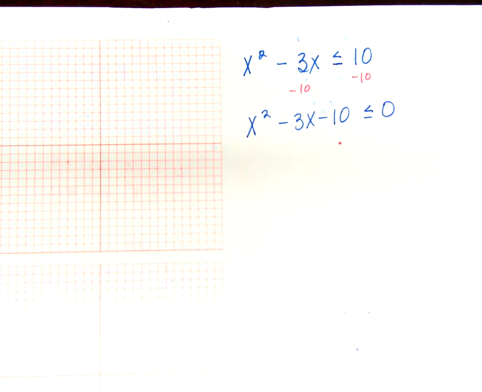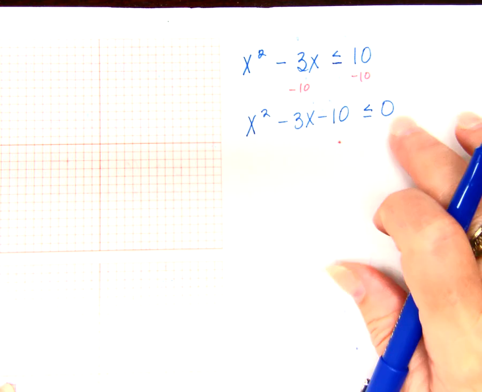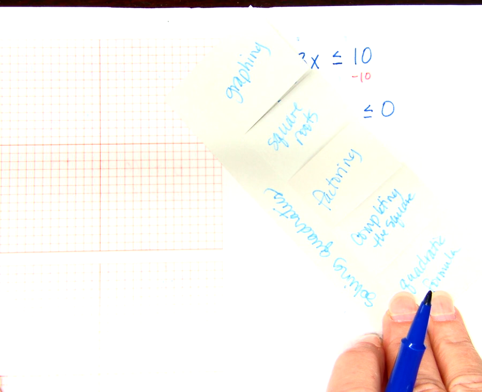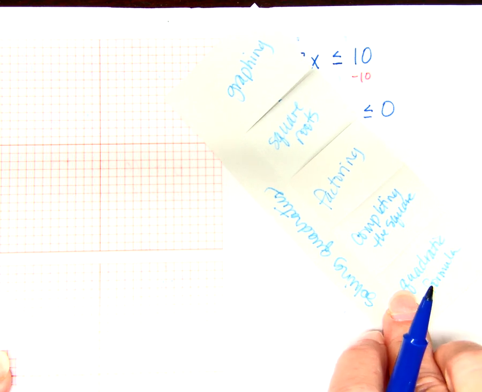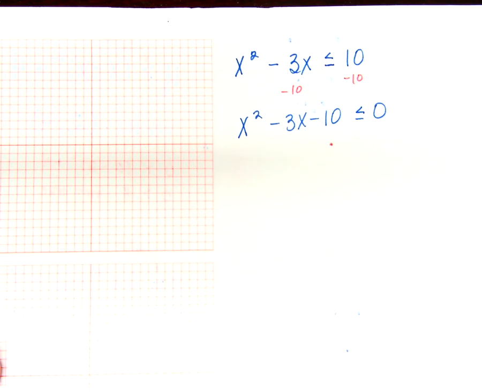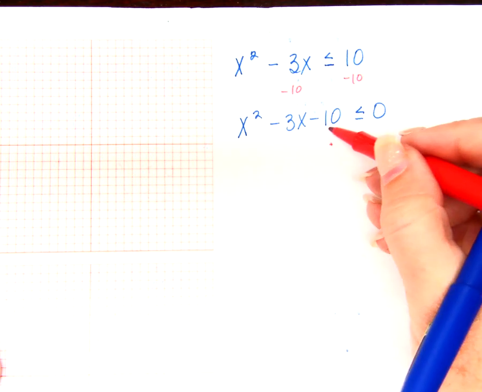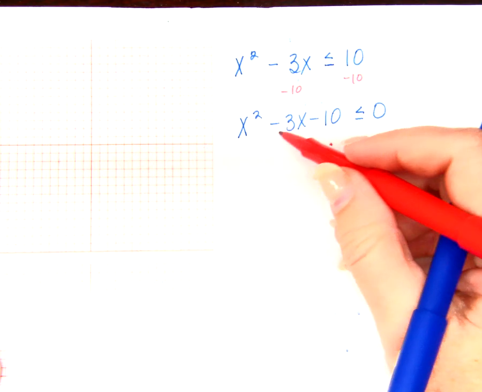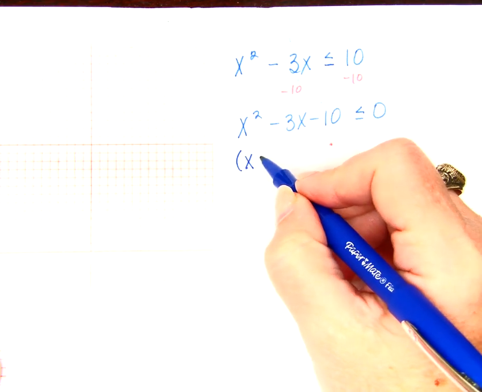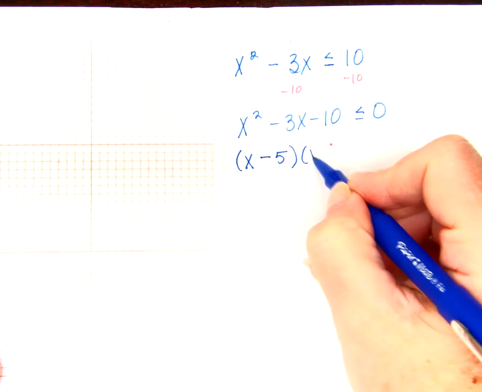What do you think we should do now? If this side is 0, what do I do with this side? Which one of these do I want to use? Factoring would probably be the easiest at this point, right? What two numbers multiply to be negative 10 and add to be negative 3? Negative 5, positive 2.